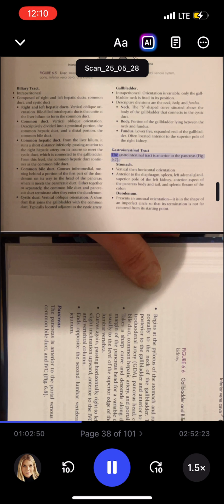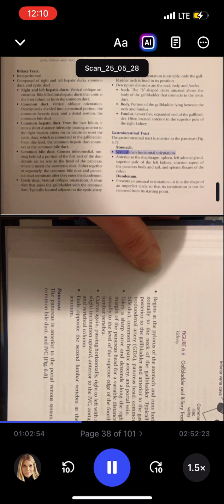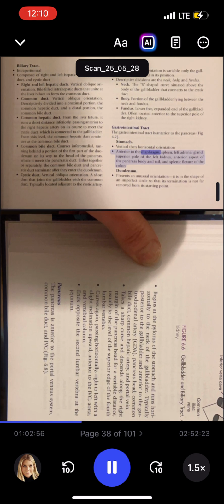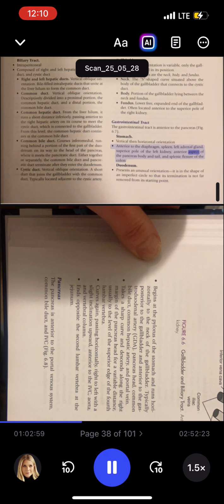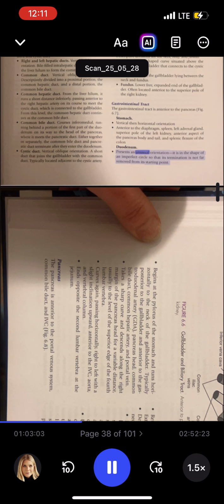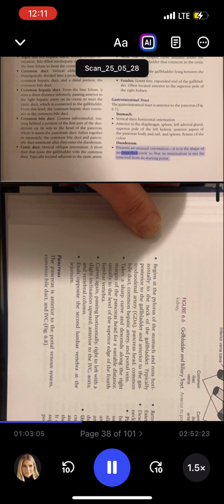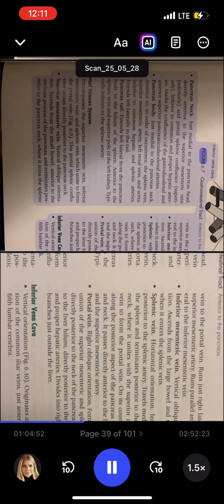Gastrointestinal tract. The gastrointestinal tract is anterior to the pancreas, Figure 6.7. Stomach, vertical then horizontal orientation. Anterior to the diaphragm, spleen, left adrenal gland, superior pole of the left kidney, anterior aspect of the pancreas body and tail, and splenic flexure of the colon. Duodenum. Presents an unusual orientation. It is in the shape of an imperfect circle so that its termination is not far removed from its starting point.